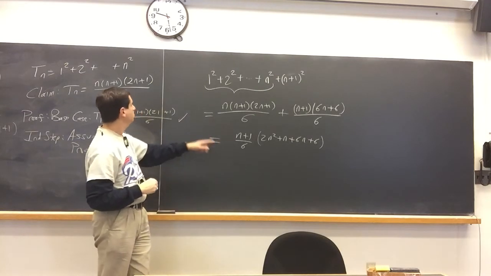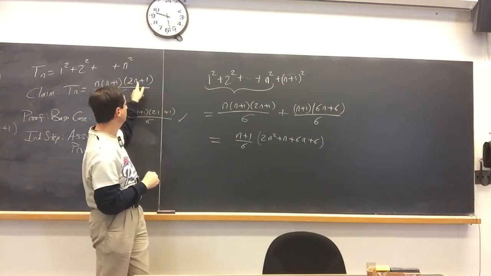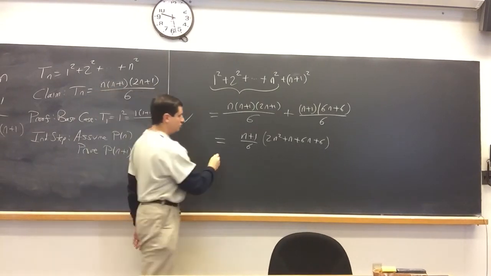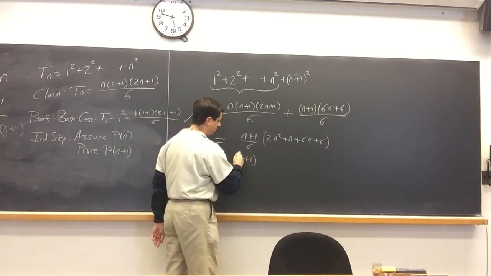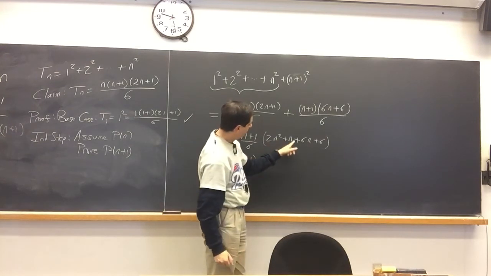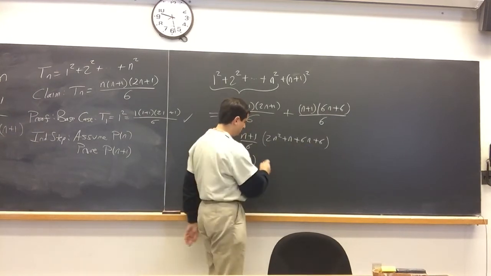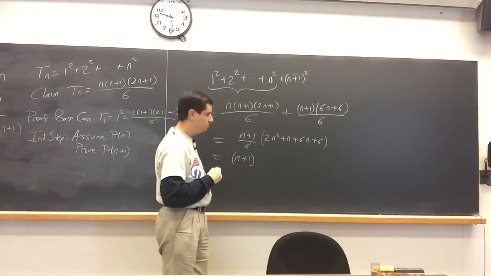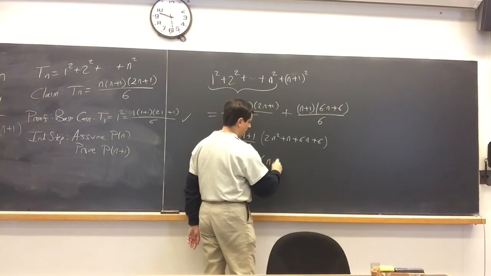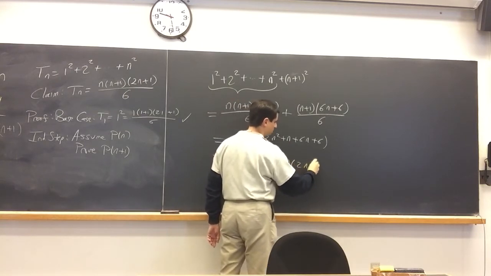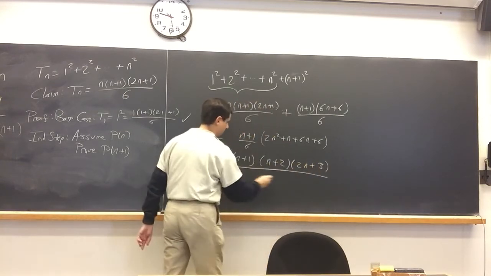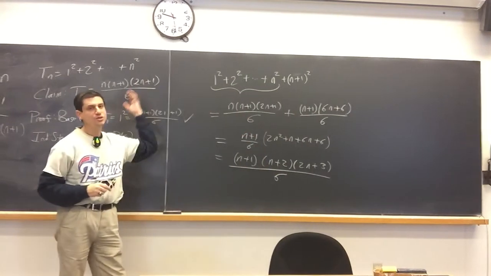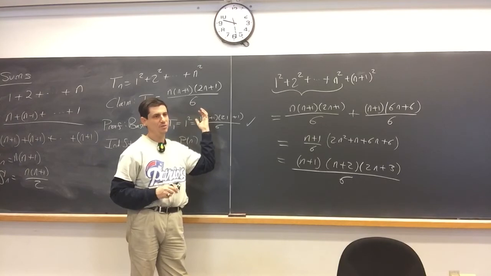Now for the statement Pn plus 1, it should be n plus 1, n plus 2, 2n plus 1 plus 1, so that should be 2n plus 3. So now when I just do some algebra, I have n plus 1. This is going to be 2n squared plus 7n plus 6. So I'm going to get 2n plus 3, n plus 2. I'm sorry, n plus 2. So I think n plus 2, 2n plus 3 over 6. And again, this is where I can use the fact that I know what my target is to help me with the algebra.